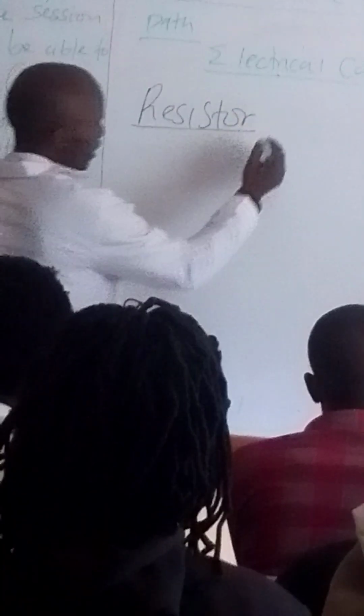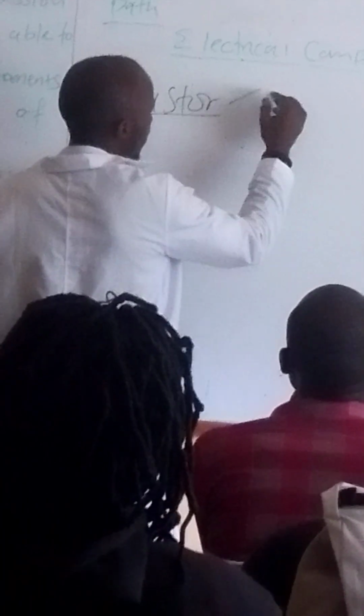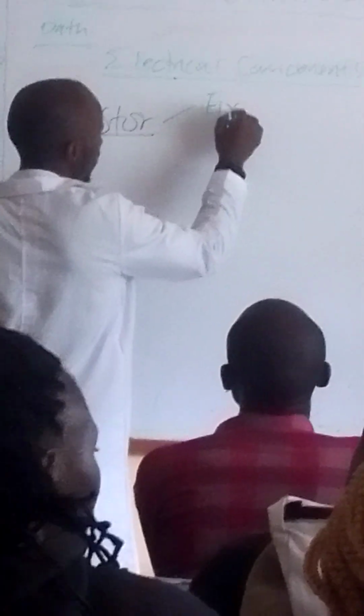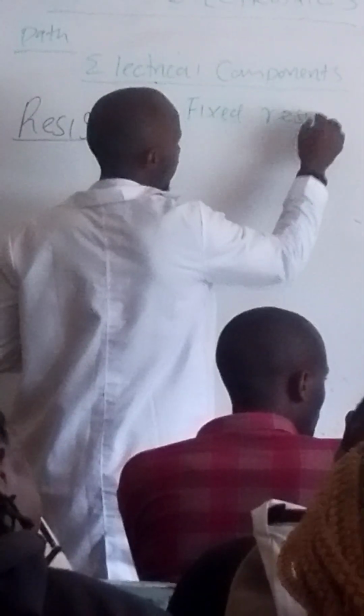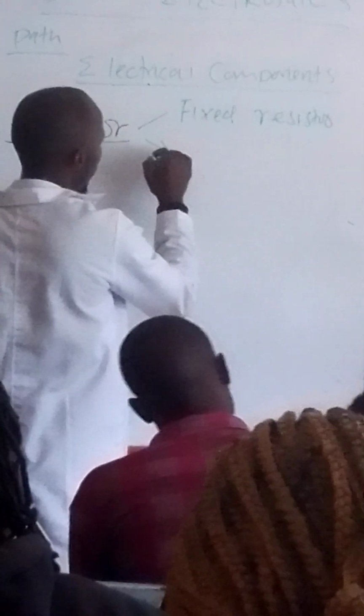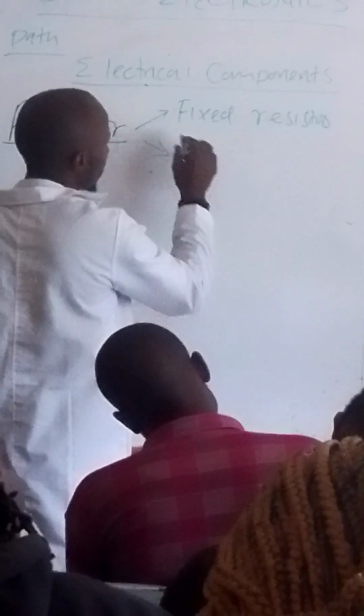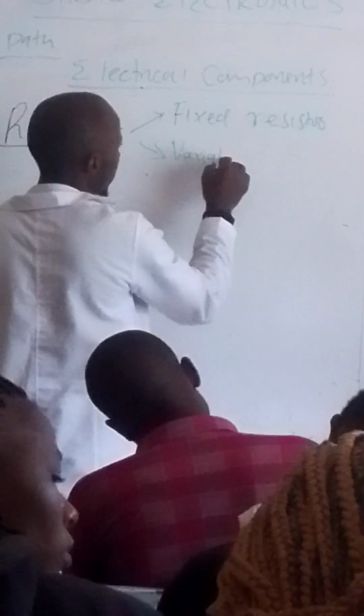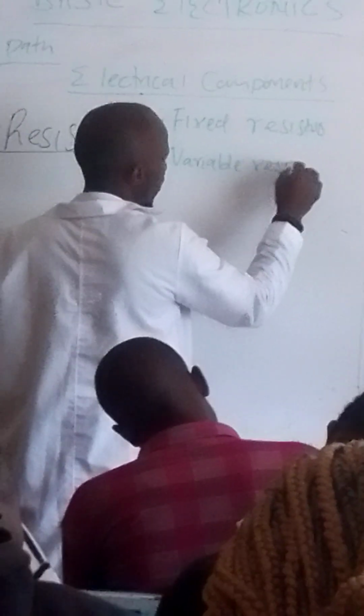Are we together? So we have types of resistors. The first type of resistor is fixed, and the other is variable, from the words fixed and variable.